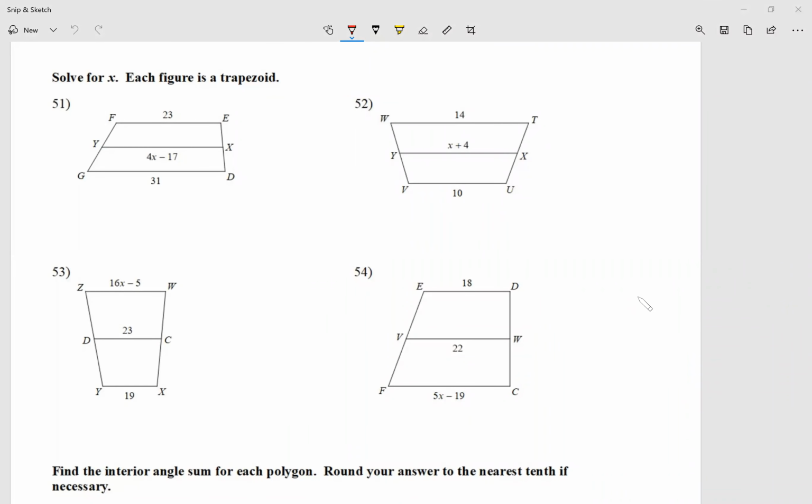Okay, so yesterday we were talking about the triangle midsegment, right? The midsegment in a triangle. Now we're going to use the midsegment of a trapezoid. So looking at 51 through 54, right?